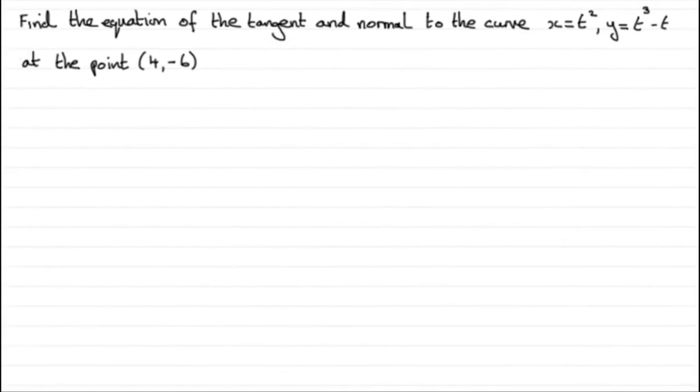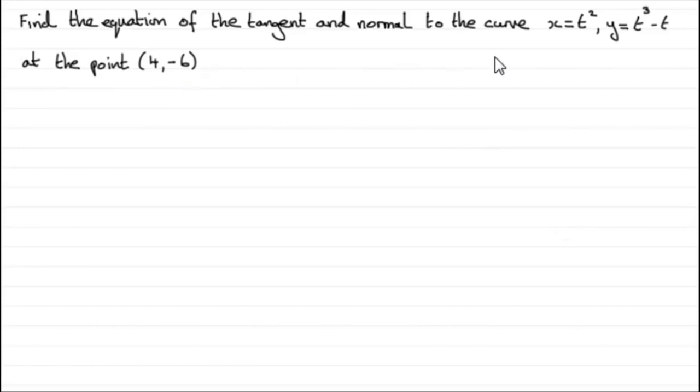Hi. Now, what I've got here is a typical example of what you could be asked about equations of tangents and normals to parametric curves. And this is an interesting question. I've picked this purely because it develops quite a lot of essential features. So we'll work through this, or you might like to pause the video if you feel that you would like to have a go. But what we've got here is find the equation of the tangent and normal to the curve, the parametric curve, x equals t squared and y equals t cubed minus t. And we've got to find that equation of tangent at the point 4, minus 6.